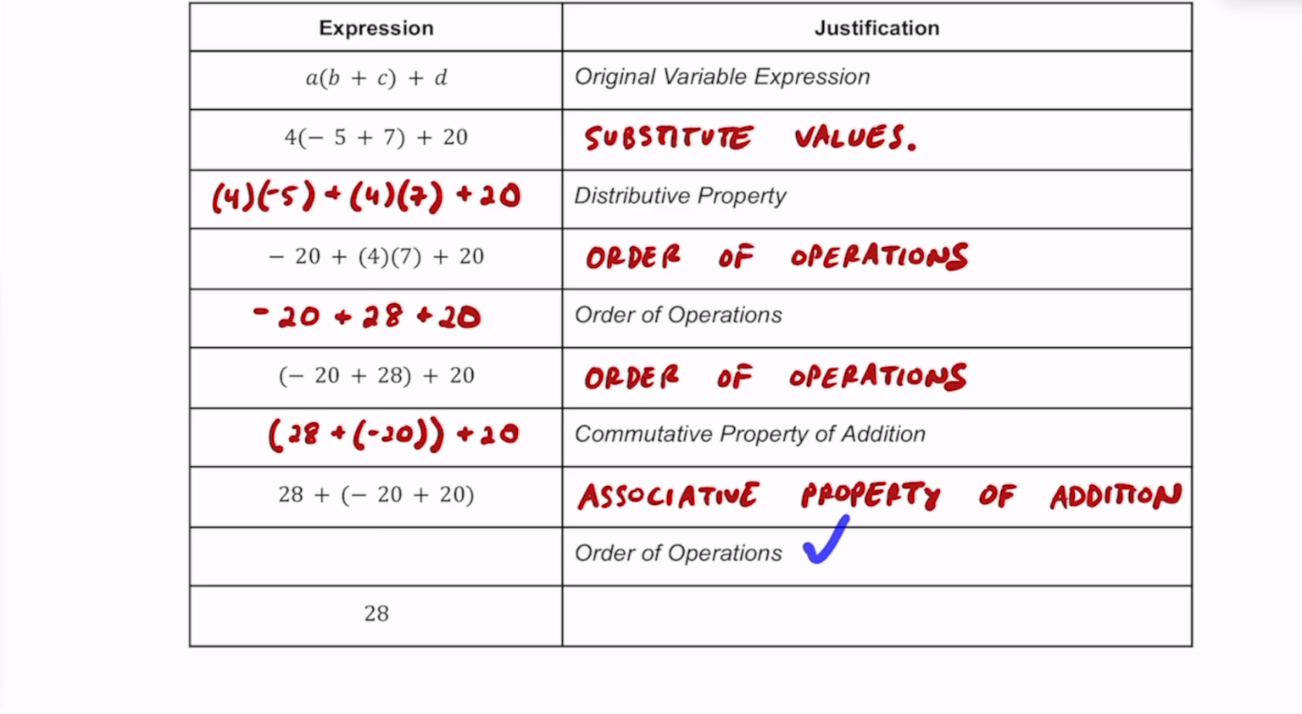Next, the justification says order of operations. So if we follow the order of operations, we would just add these two together. Negative 20 plus 20 is 0 because they're opposites. We have 28 plus 0. And hopefully this makes sense. We've used each of the properties, I think, once except for one. So think about which one we're missing. We have distributive. We also have commutative. We also have the associative taken care of, right? So the only thing left is identity. And if you add 0 and it stays the same, this is called the identity property.